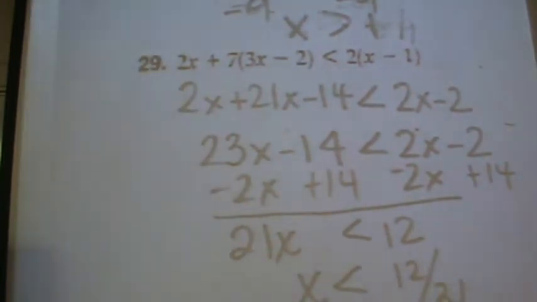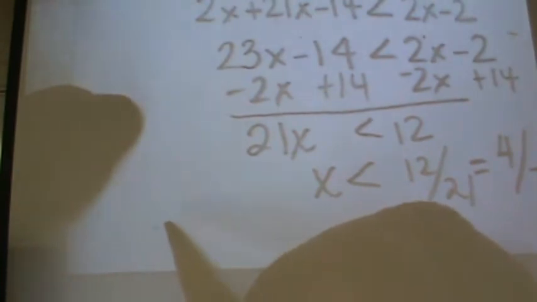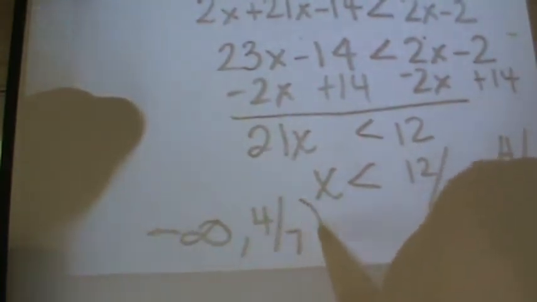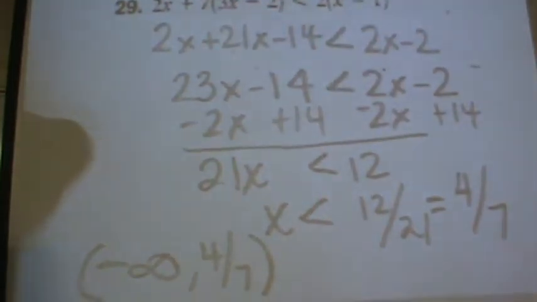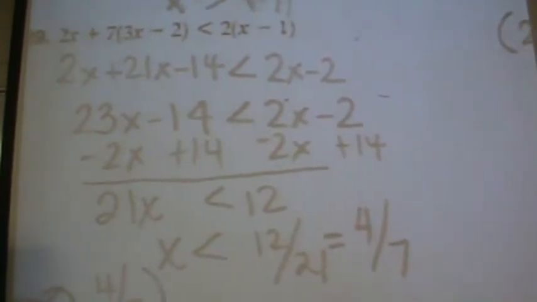Now we can divide the top and the bottom by 3, and you get 4 7ths. So x is less than 4 7ths. So that would be from negative infinity to 4 7ths with a parenthesis at both ends because it's not equal to. Okay?